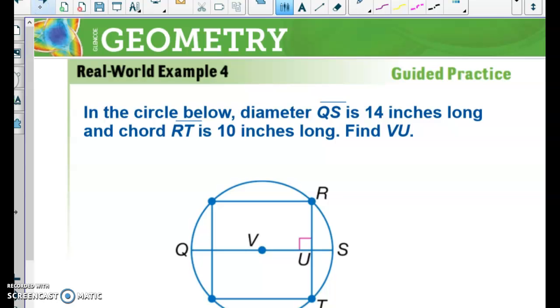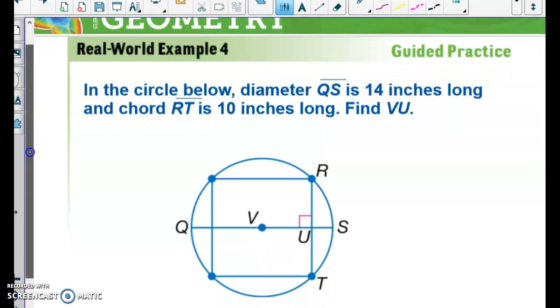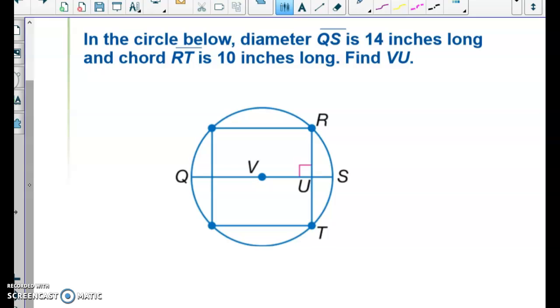This one is the same picture without all the fanciness in there, and this one they say that the diameter is 14, and that the chord, this length here, is 10. So then halfway across there would be 5.